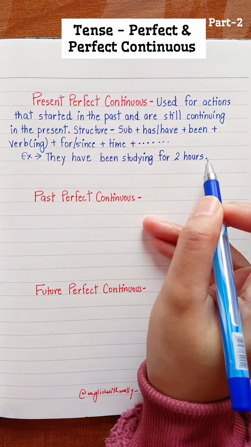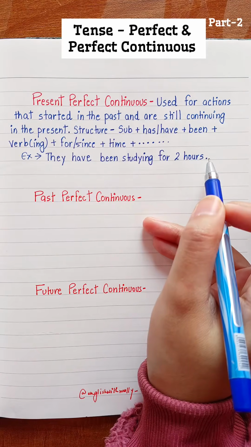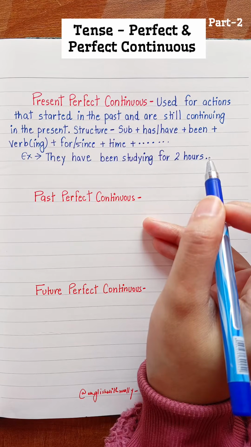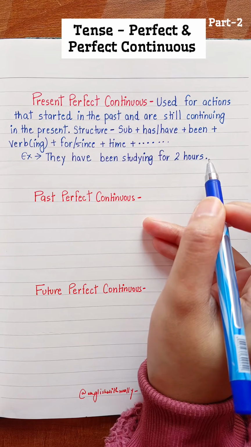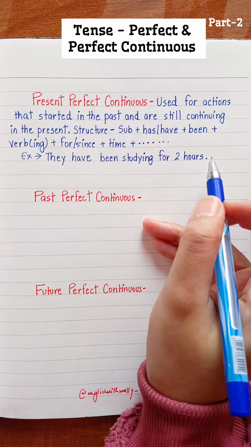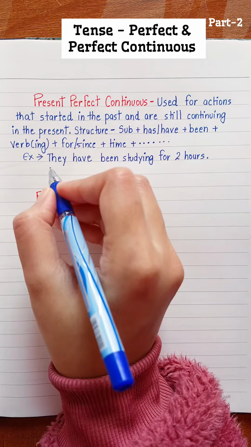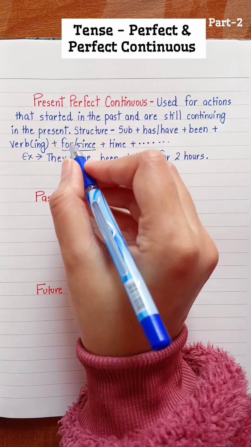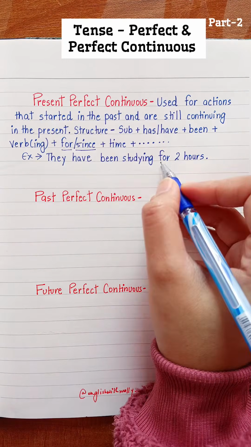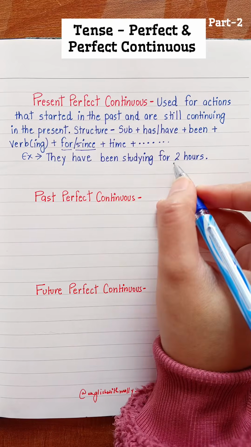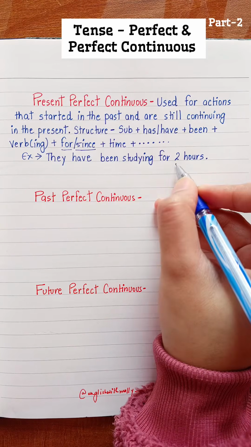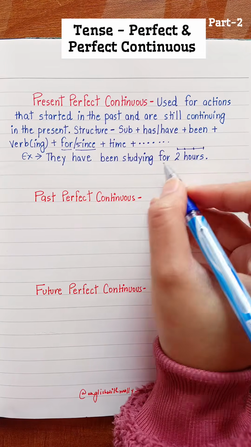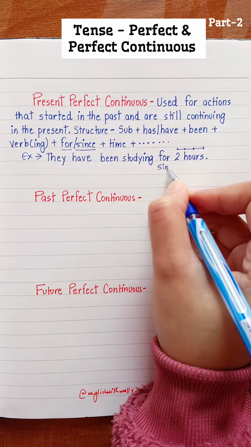For 2 hours shows that the action started 2 hours before now. The action already started and it's been 2 hours. One more thing that you need to learn is the difference between for and since. For is used with duration of time, like 1 hour or 2 hours. They have been studying for 3 hours or 4 hours.